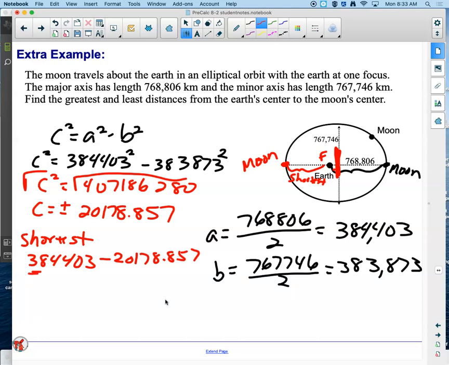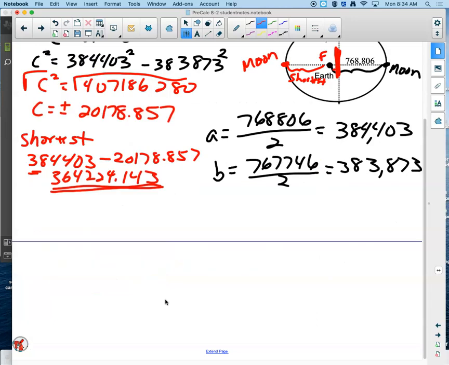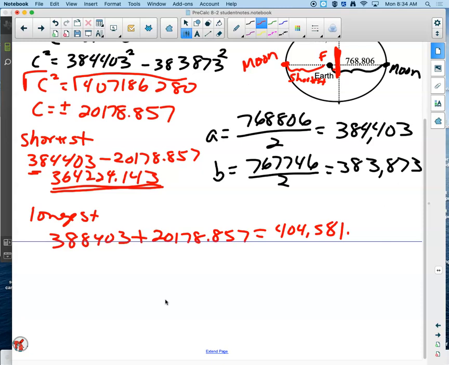And that comes out to, and feel free to punch it in and check on me here, but like I said, rather than make you watch me do the subtraction, I'm just going to use my notes here this morning. 364,224.143 for the shortest distance. And for the longest distance, we have to take 384,403 and add our 20,178.857. And that comes out to 404,581.858. And each of these is in kilometers.